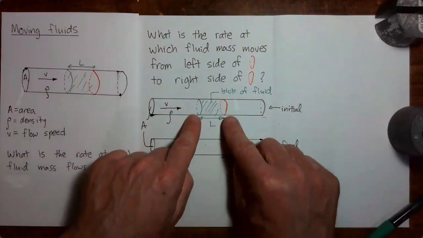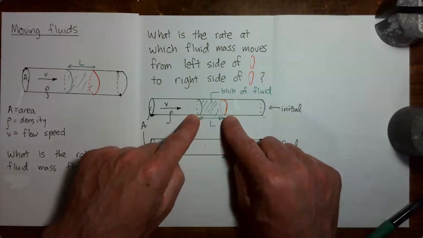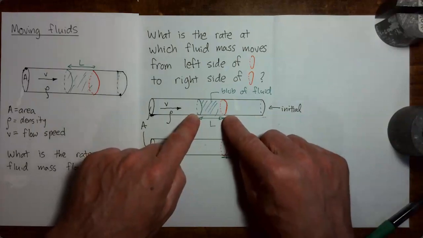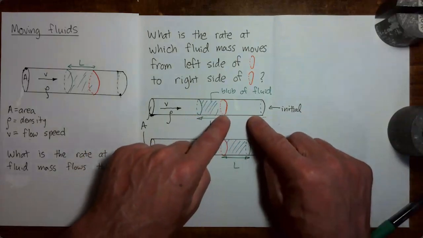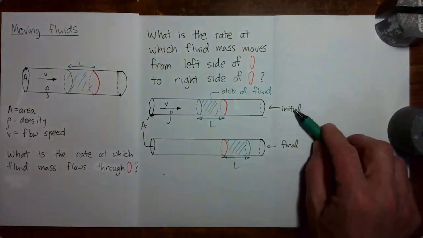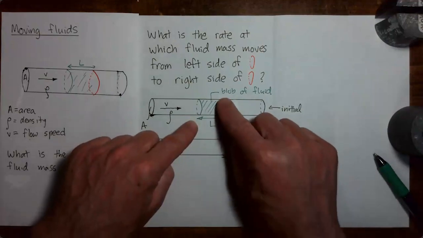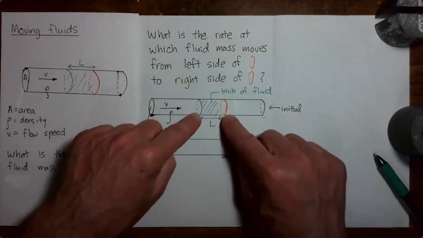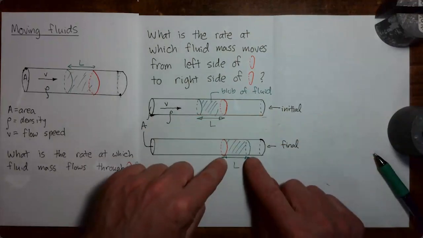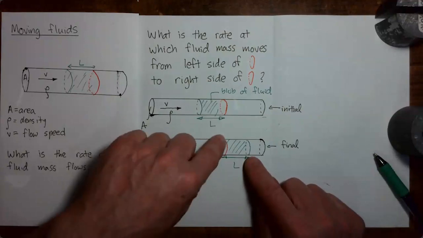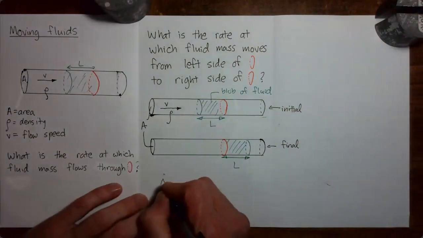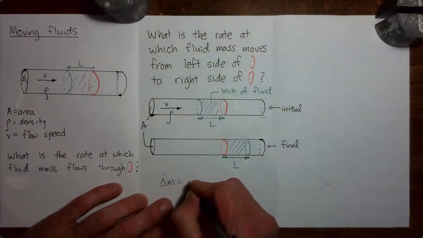To answer that question, we're going to look at a process where a blob of fluid starts out on the left side of the circle and then flows along until that blob is completely on the right side of the circle. So in the initial situation here, I have the forward face of the blob right at the position of the circle, but then the blob flows along. And in the final situation, I have the rear face of that blob at the position of the circle. So let's say that delta M represents the mass of that blob.